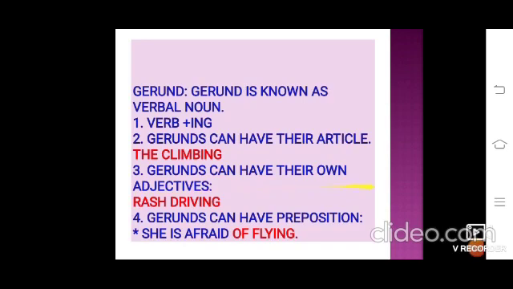Gerunds can have their own adjectives. I do not like his rash driving. Would you mind my using your cell phone? So these are the examples. You can see that the gerund can have its adjectives. Now gerunds can have their prepositions. She is afraid of flying. I am tired of waiting. So you can use a preposition with the gerund.